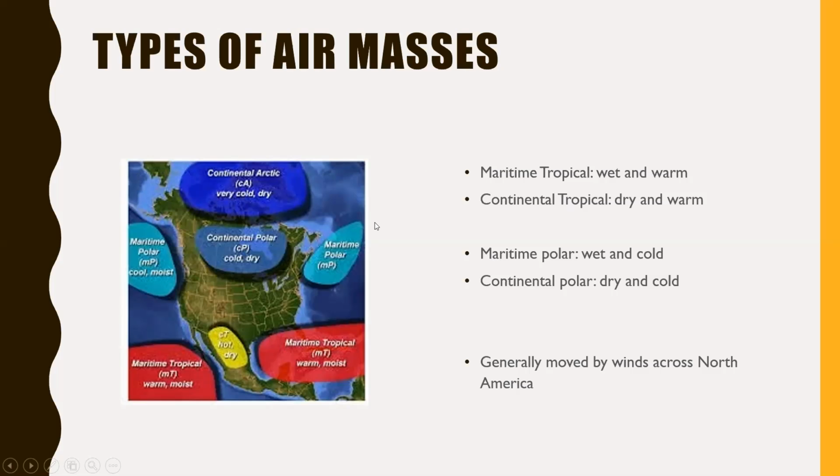Then we have maritime polar. So those are cold air masses. Maritime tropical came from the south and the South Oceans, so they're warm and wet. But maritime polar, also coming from the oceans, but they're more northern, so they're wet and cold. And then you have continental polar, which is cold and dry. Okay, so this connects back to the section about winds, because those winds are what are moving these air masses across the United States.